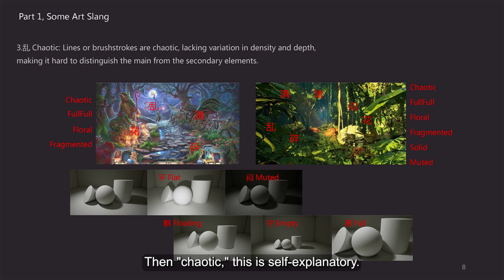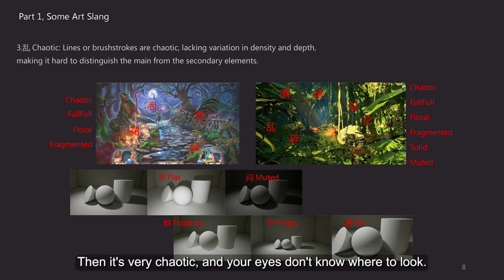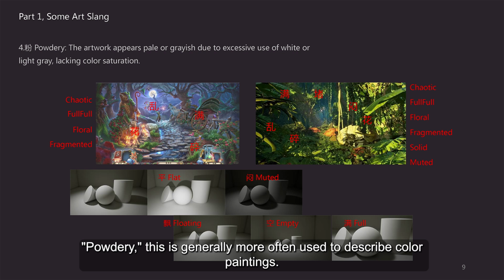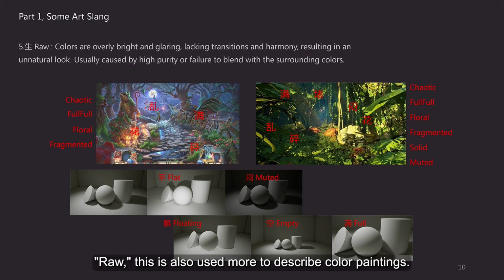Then chaotic. This is self-explanatory. That is the whole picture. It's jumping everywhere. Then it's very chaotic, and your eyes don't know where to look. Powdery, this is generally more often used to describe color painting. That is to say, the whole picture looks relatively pale, lacking color saturation. Raw. This is also used more to describe color painting. That is to say, the color is too bright and dazzling, lacking transition and harmony.